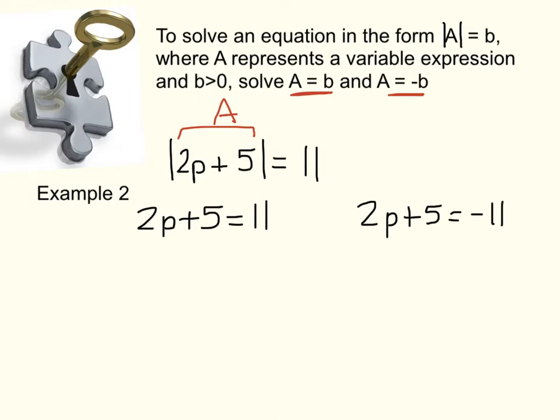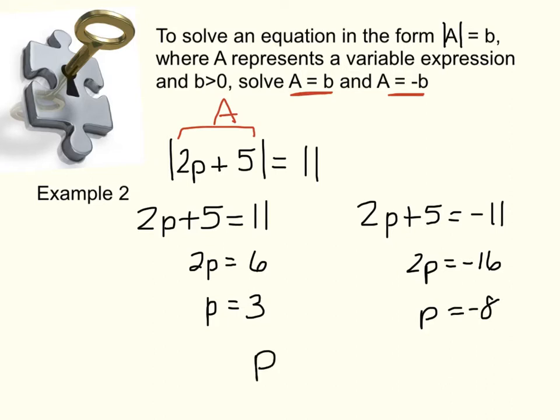Now, you can solve each of these on your own. These are easy. So subtract 5, 2p equals 6, p equals 3. The other example would be subtract 5, 2p equals negative 16, and p equals negative 8. So the two values of p are 3 and negative 8.